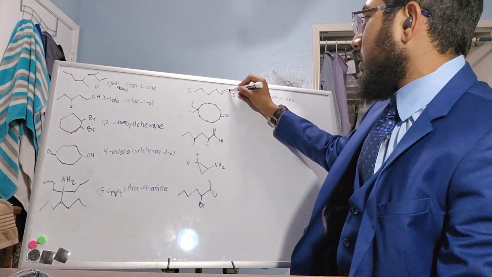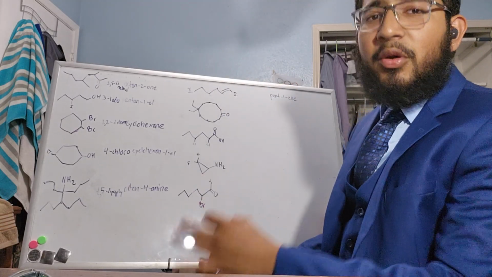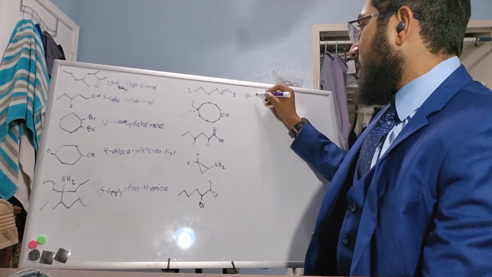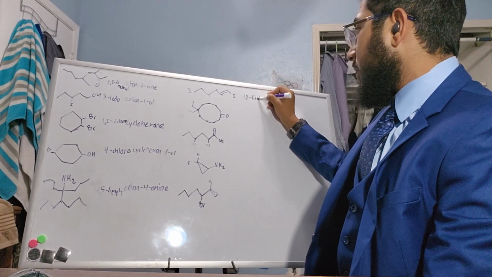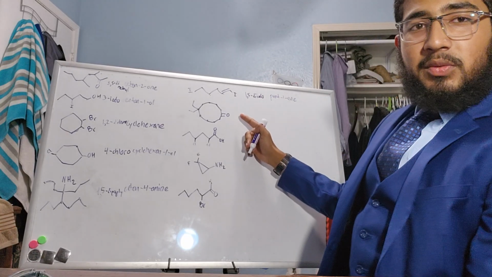And then I want you to notice the iodines. They're both at the end. So 1, 2, 3, 4, 5. So it's going to be 1, 5 diiodo pent 1-ene. 1, 5 diiodo pent 1-ene.